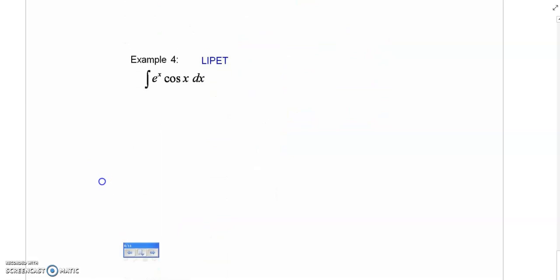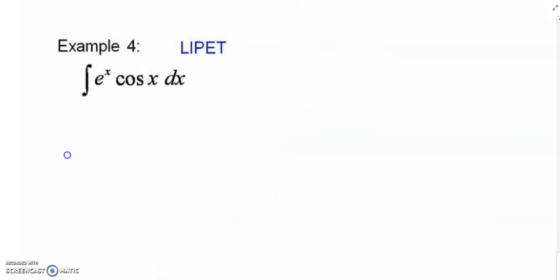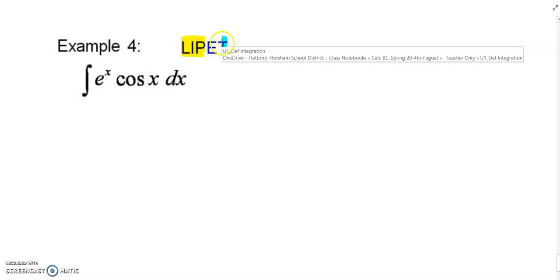And so example number 4 is what I previewed in the last video as what I call the worst case scenario. And here's why. When you look at the term LIPET, the 5 types of functions that are usually embedded in these integration by parts, the first 3, LIP, the logs, the inverse trig, and the polynomials, when you take derivatives of those, they always become simpler than they were before. However, those last 2, the exponential and the trig, they don't.